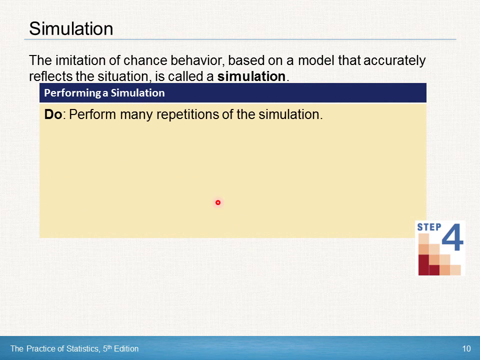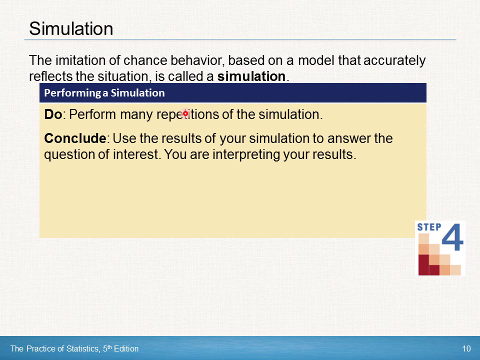Okay, so do is performing the repetitions of the simulation. So the plan told us how the simulation was going to occur. The do is actually doing the simulation. And then the conclusion is you have to use the results of your simulation to answer our question. So basically what you're doing is you're carrying out the simulation and you're interpreting your results. It will make much more sense once we go over an example. Notice how we have this 4-step process over here. All right, so that's going to be our state, plan, do, conclude.